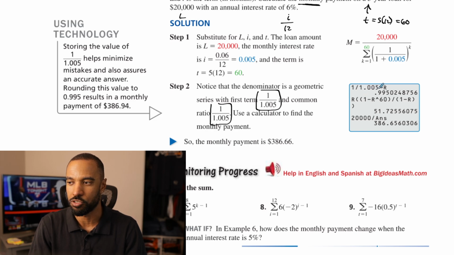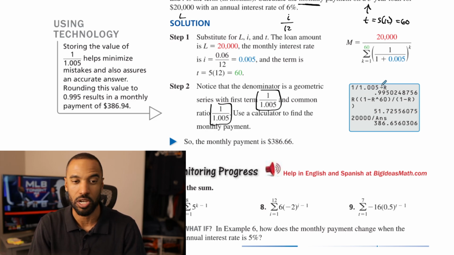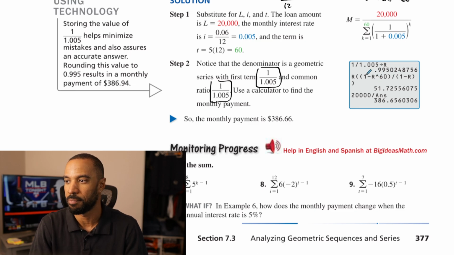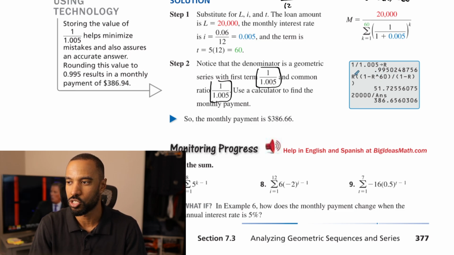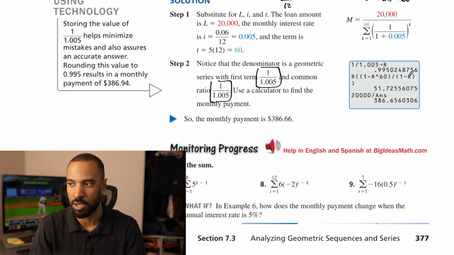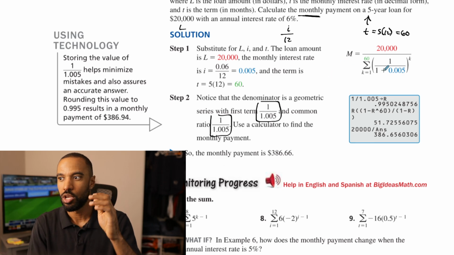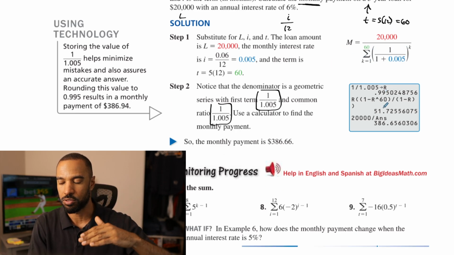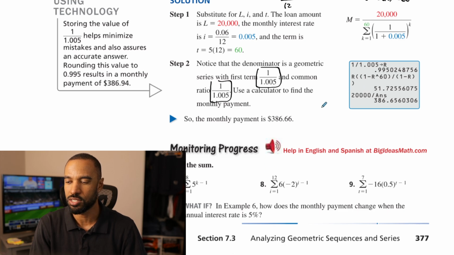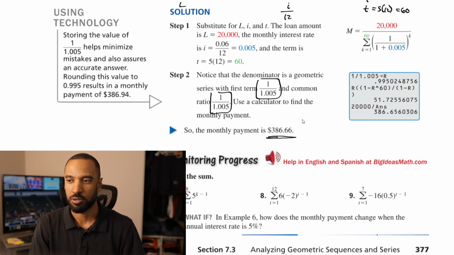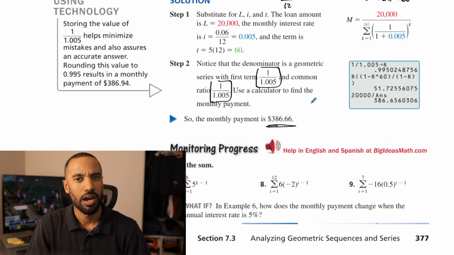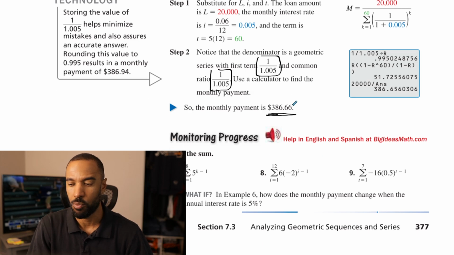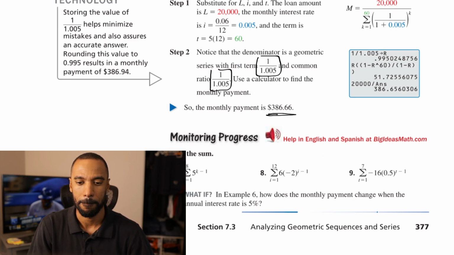They have a way of storing that into their calculator, which I can do as well if you want me to use that. And then they use their formula. It's the first term times 1 minus the common ratio raised to the nth power, divided by 1 minus the common ratio. Now that is what goes in the denominator. That's the sum of those 60 months. You divide 20,000 by that and you get this, 386. This is the monthly payment amount. That's a lot to take in, and I don't know how many problems like that we'll have, and we'll look into them when we get them.